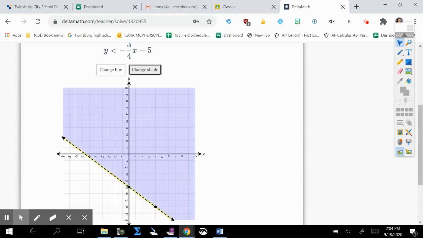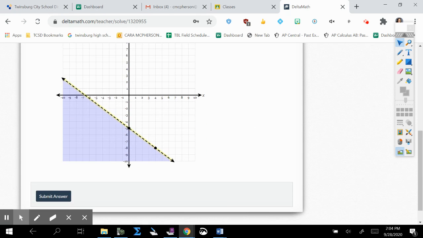If you hit change shade, it's going to put it above. If you hit change shade again, it's going to put it below, and you can just toggle back and forth. Well, since this is a less than sign and y is by itself, we're going to shade underneath. So that's how you're going to do it on Delta Math.